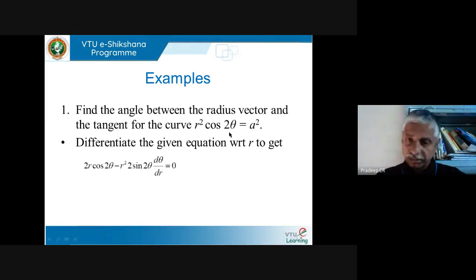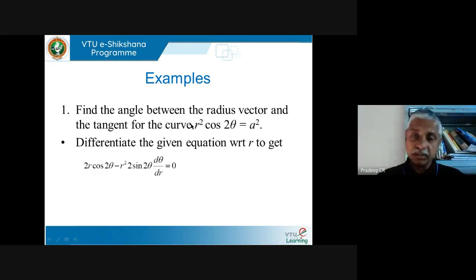So from an examination point of view, of course, I want you to understand that here is a curve. You take a point on this and draw a tangent, mark out phi, psi, r, theta, and then write: I know that tan phi is r d theta by dr. So how do I get r d theta by dr? I want to compute it, so differentiate this with respect to r. I will get 2r cos 2 theta minus r squared 2 sin 2 theta d theta by dr.